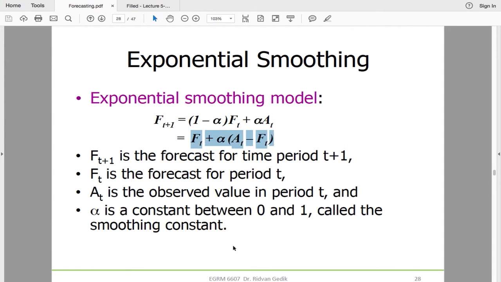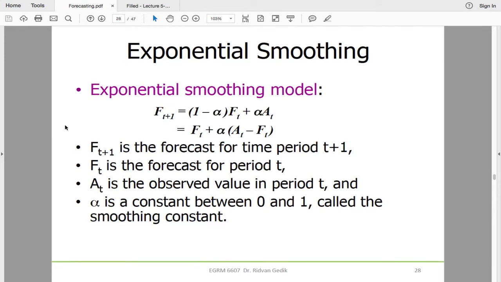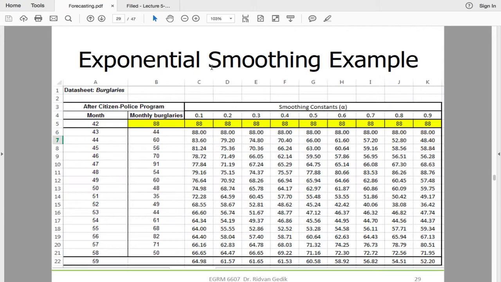It's very simple, but be careful that you have to incrementally update this formula every time you have an actual observation. Whenever you have another observation in your record, you come here and update your forecast formula. We will see that over some examples. Let's move to the next page.